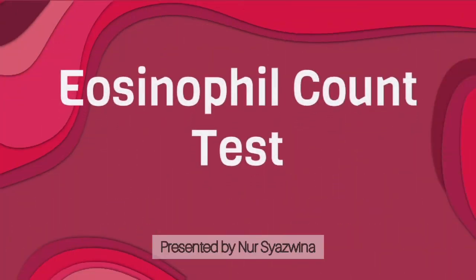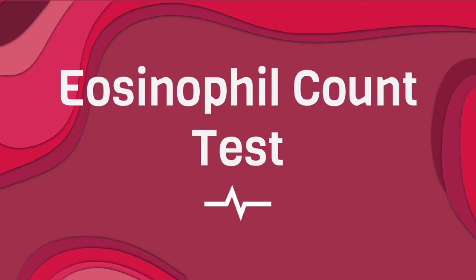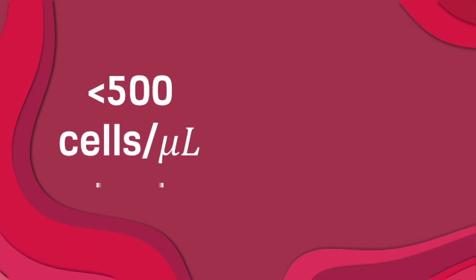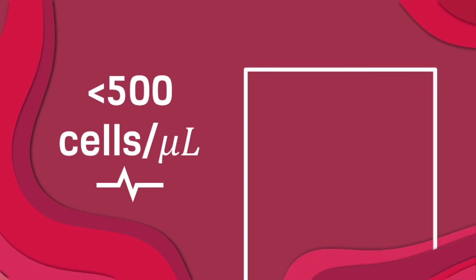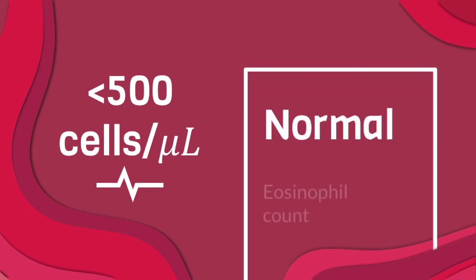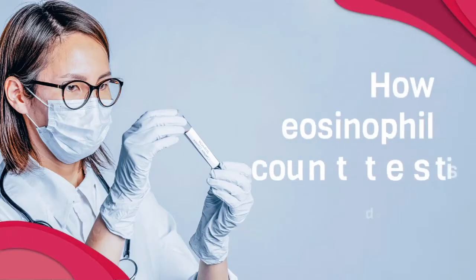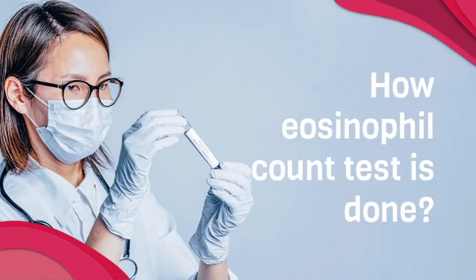The absolute eosinophil count test is a blood test done to measure the number of eosinophils in the blood to determine some medical conditions. Less than 500 cells per microliter indicates a normal eosinophil count. So, how is the eosinophil count test done?